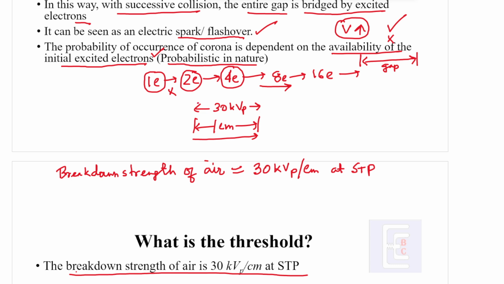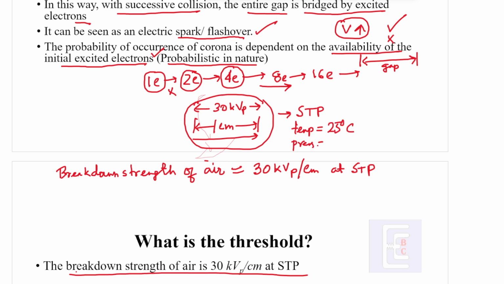And above all, this entire experiment has to be done at STP. What is STP? It is standard temperature and pressure. Standard temperature is 25 degrees Celsius and standard pressure is 76 centimeter mercury pressure.